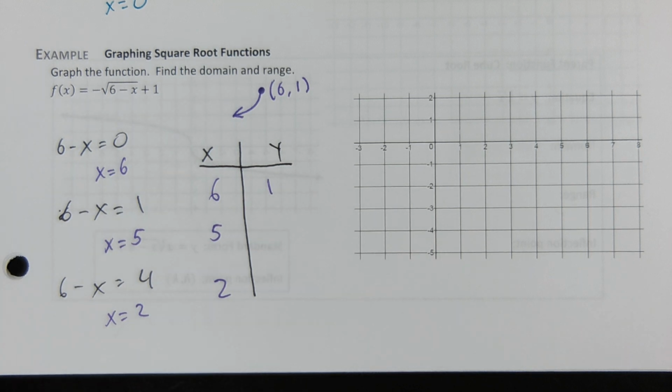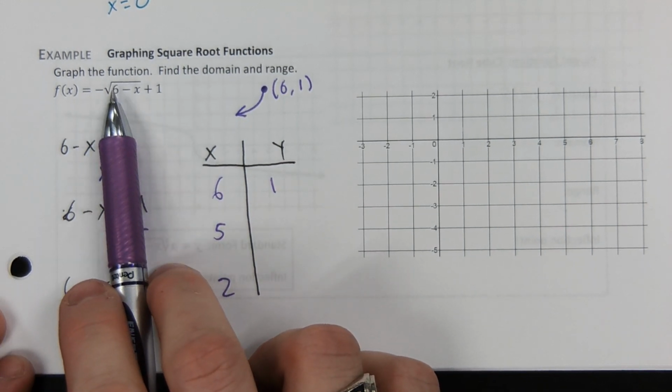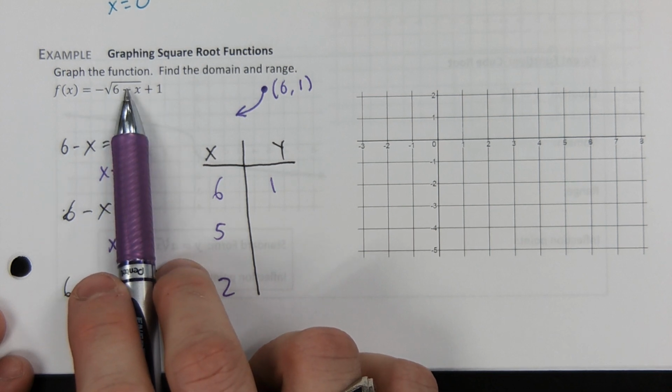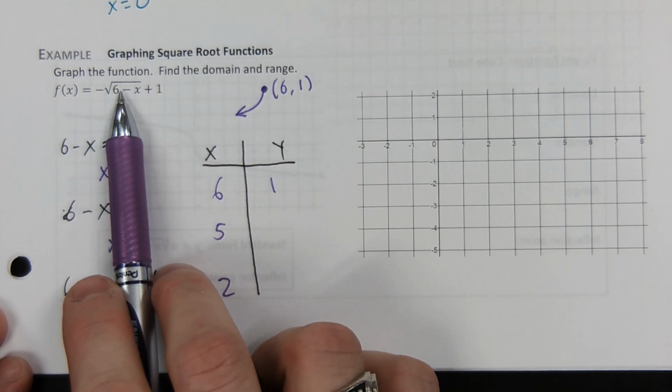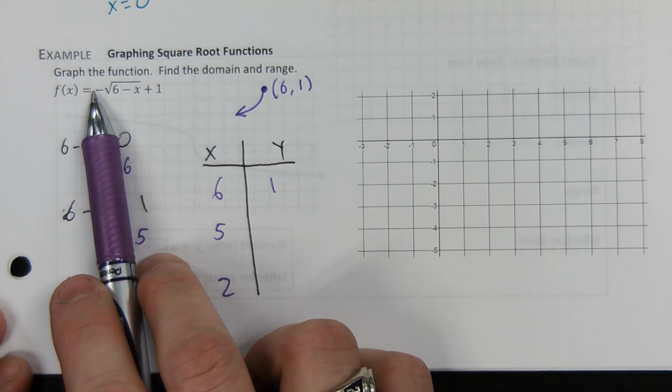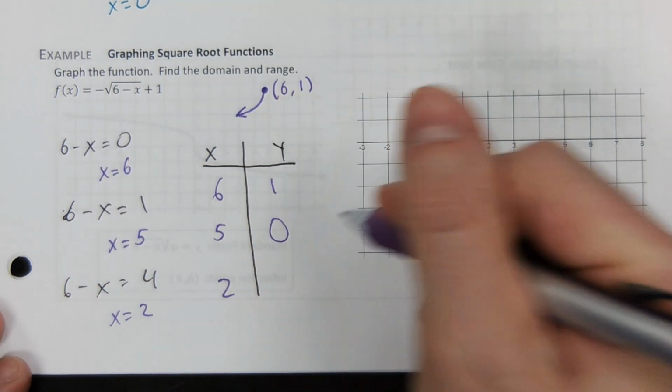Let's find out. So I'm not sure. So let's take this 5 and plug it in. 6 minus 5 is 1. The square root of that 1 is 1. Make it negative. Negative 1. Negative 1 plus 1 is 0.